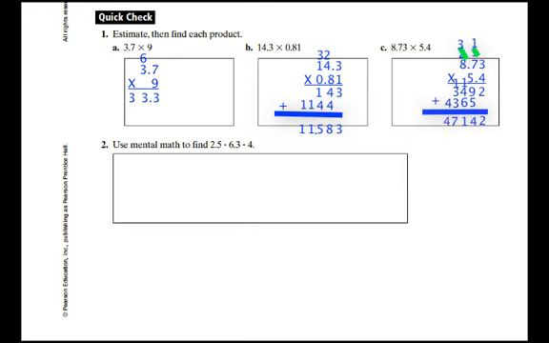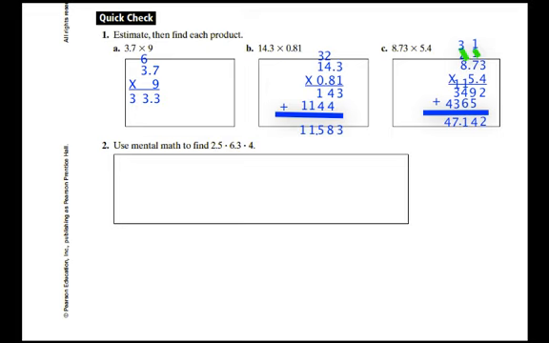Finally, count how many digits are after the decimal point in the problem. We have 3, the 7, 3, and 4. So in our answer, we have to have 3 digits after our decimal point. So our decimal point goes between the 7 and the 1. Our final answer is 47 and 142 thousandths.